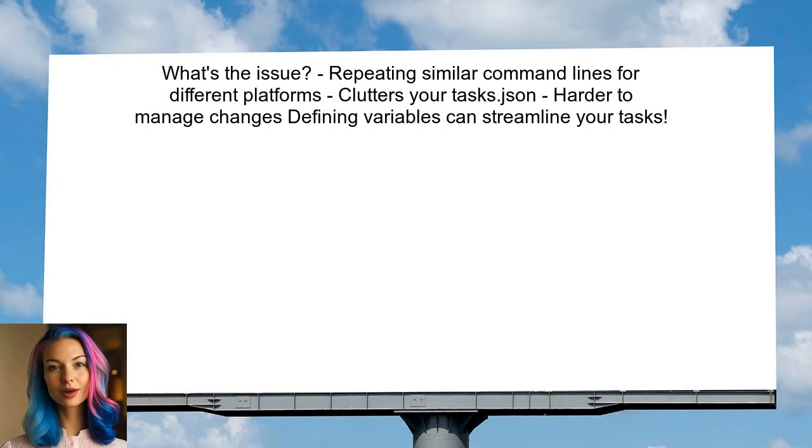So, what's the issue here? When working with tasks.json, you might find yourself repeating similar command lines for different platforms. This not only clutters your file, but also makes it harder to manage changes. By defining variables, you can streamline your tasks and make your life a whole lot easier.